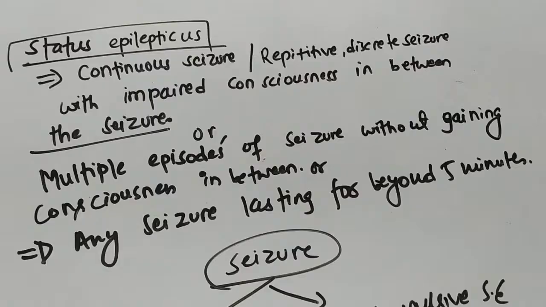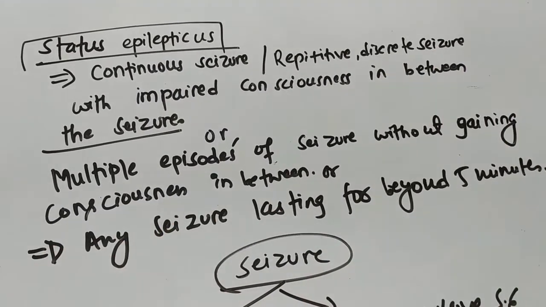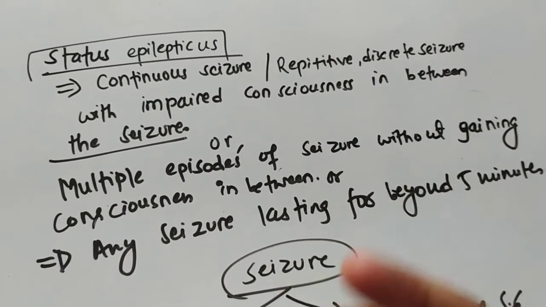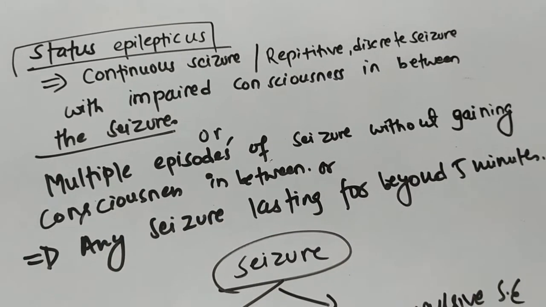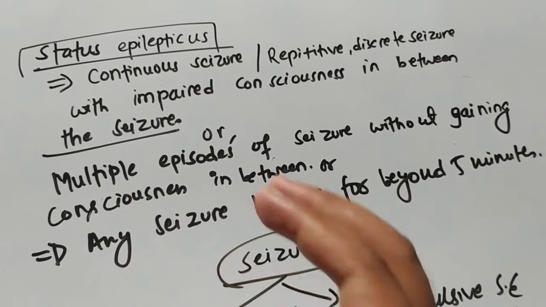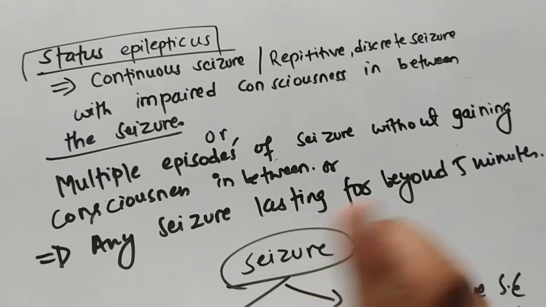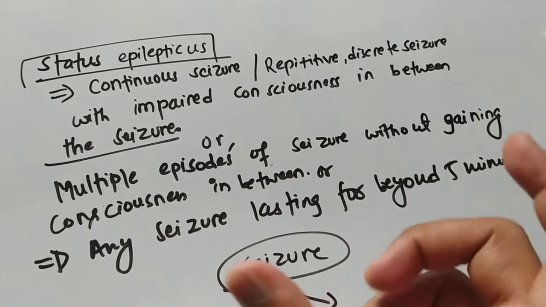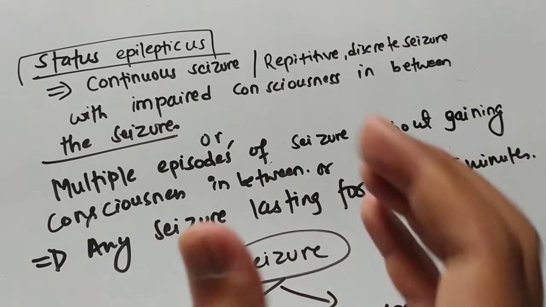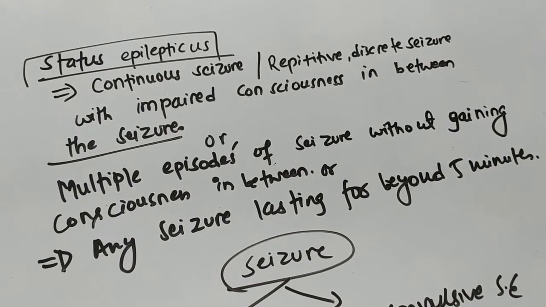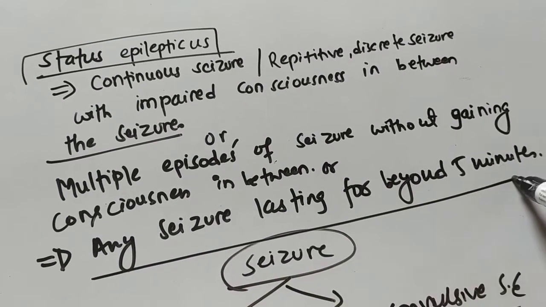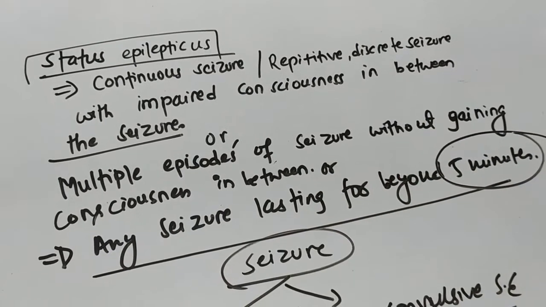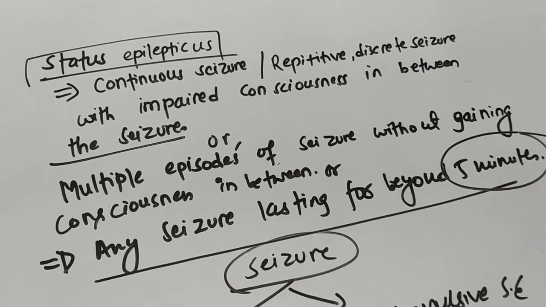Let's talk about status epilepticus. In the previous editions of the books, it was usually said that any seizure that lasts for greater than 15 to 30 minutes, we will call it status epilepticus. But nowadays the time boundary has reduced. Nowadays it is said that if any seizure lasts for greater than 5 minutes, then we will call it status epilepticus. So there are various definitions of status epilepticus. Let's see.